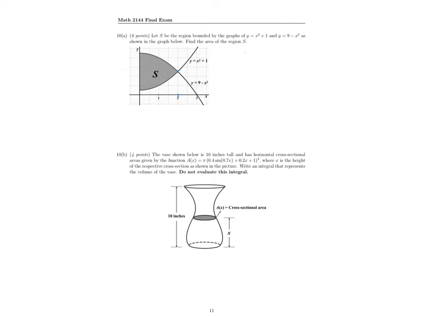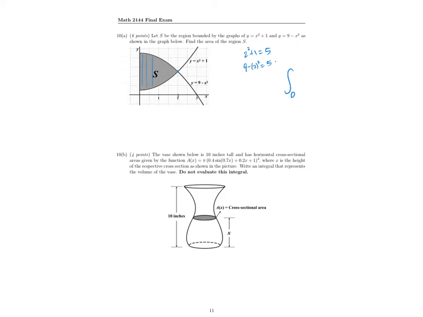If I plug in 2 into 2 squared plus 1, I get 5. And if I plug 2 into 9 minus 2 squared, I also get 5. So they do actually intersect at x equals 2. So I want to do the integral, and I'm looking at slices like this.